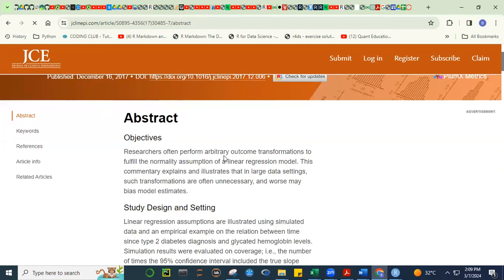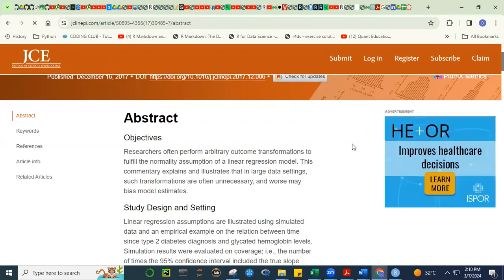So researchers often perform arbitrary outcome transformations. Okay, so anong ginagawa daw? To address normality, tinatransform yung data. Tinatransform yung dependent variable. Log transformation. Kung hindi normally distributed yung dependent variable natin, ano gagawin dyan? I-transform, pwedeng kunin yung log, pwede tayong mag-power transformation. I-raise natin to a certain power. Pwedeng more than 1, pwedeng less than 1. Pag less than 1, root yun, di ba?